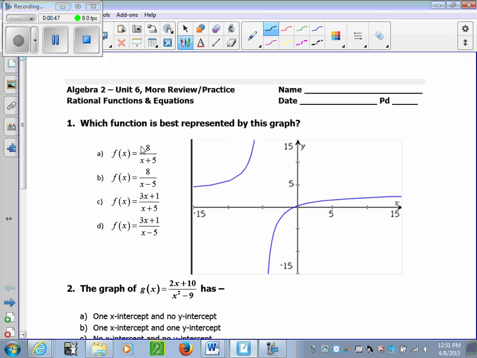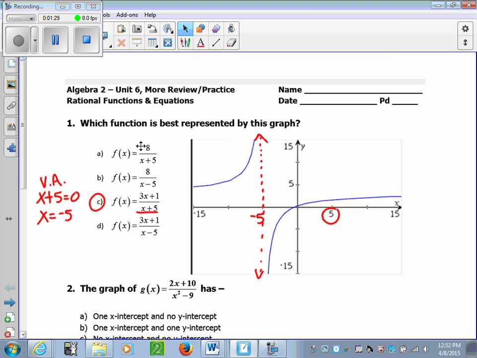So let's just start with C, which is the answer. The reason I know this is because my vertical asymptote, remember, is wherever my denominator equals 0. So x plus 5 equals 0. My vertical asymptote is at x equals negative 5, right? Move that 5 over. There's my vertical asymptote. And so I know, since this is 5 over here, that this is negative 5 on the scale, which means I have a vertical asymptote at x equals negative 5, and sure enough, this graph does show that.